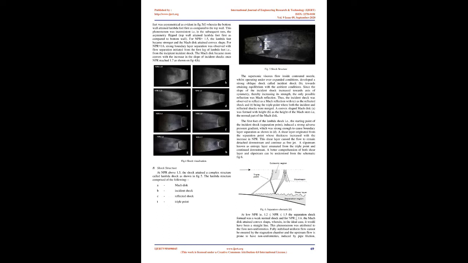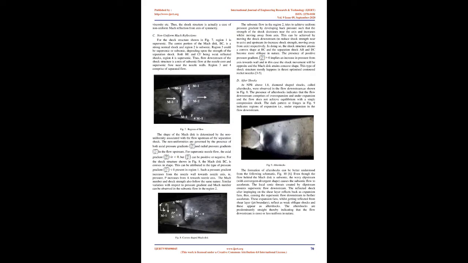For NPR 1.5, the lambda feet became stronger and the Mach disk attained a convex shape. For NPR 1.6, strong boundary layer separation was observed, with flow separation initiated from the first leg of the lambda feet, i.e., from the incipient incident shock. The Mach disk became more convex with the increase in the slope of the incident shocks once NPR reached 1.7, as shown in Fig. 4, H. Fig. 4: Shock visualization.